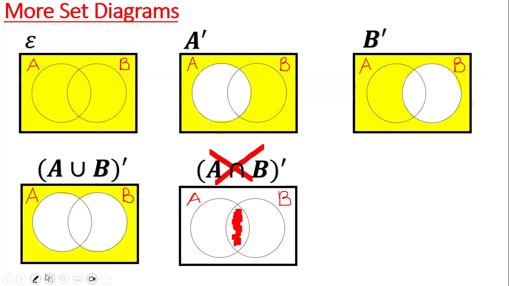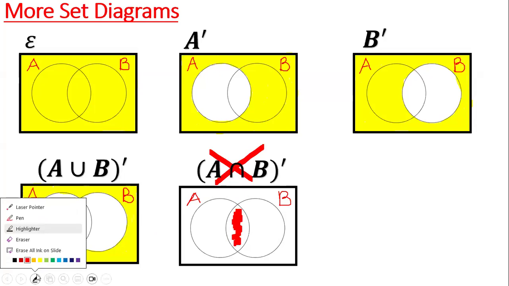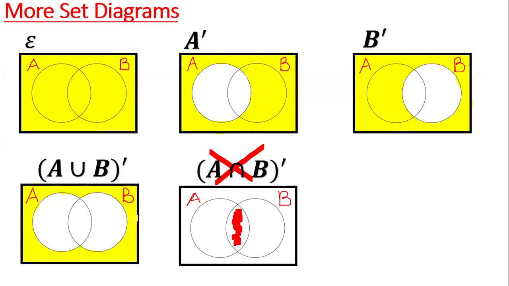Does that make sense? Yes, sir. Thank you. No problem. So do not include the intersection. So that means that we are going to shade everything, all of this, but we're not going to include the intersection.